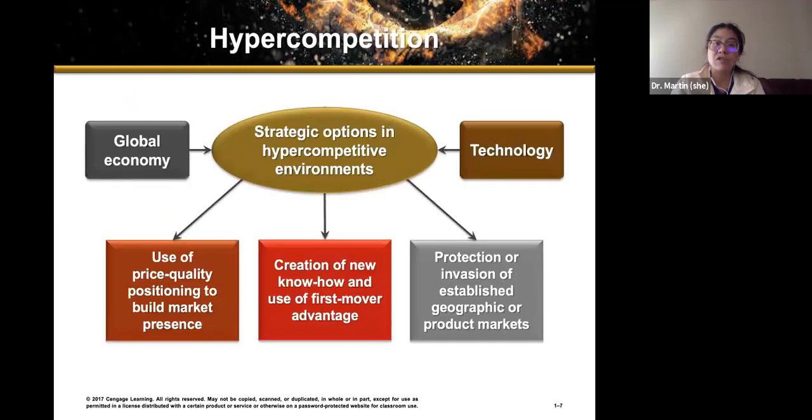Okay. So, strategic options in a very competitive environment. So, what's going into that? Our economy is becoming more global, and also technology contributes to this hyper competitive environment. So, what does this create? It creates the use of price quality positioning to build market presence. So, price and quality, and how you tell people that you're doing that, build your market presence. The creation of new know how and use of first mover advantage. So, if you're the first person to bring your product or your service to market, you have an advantage. And then protection or invasion of established geographic or product markets.